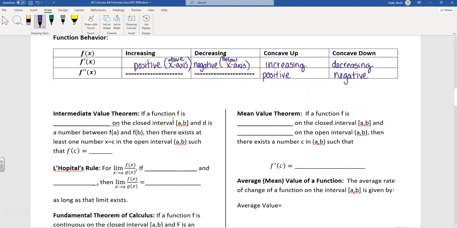Let's talk about all the theorems. Okay, these I think are sometimes kind of confusing and hard to keep straight. Okay, intermediate value theorem. If a function f is continuous, only continuous, it doesn't matter if it's differentiable, on the closed interval from a to b, and d is a number between f of a and f of b, then there exists at least one number x equals c in the open interval a, b such that f of c equals d.